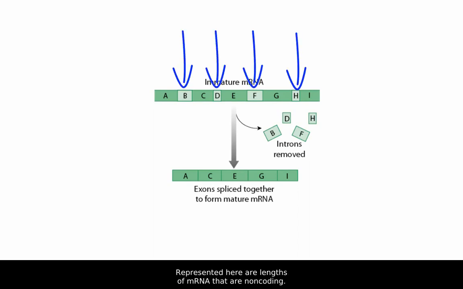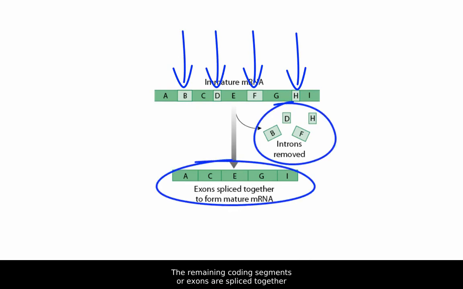Represented here are lengths of mRNA that are non-coding. These are called introns and are snipped out. The remaining coding segments, or exons, are spliced together to create a shorter functional strand of mRNA.